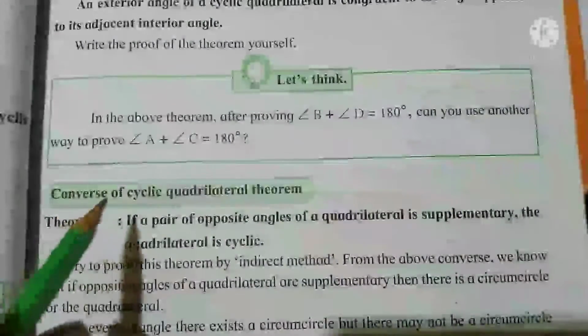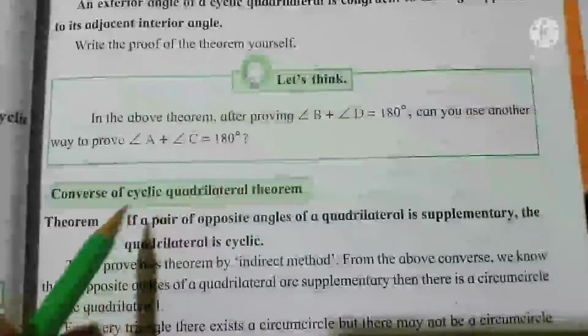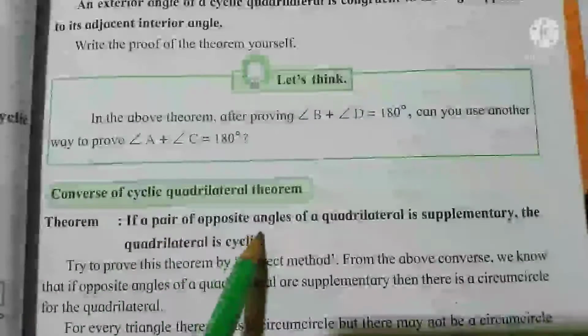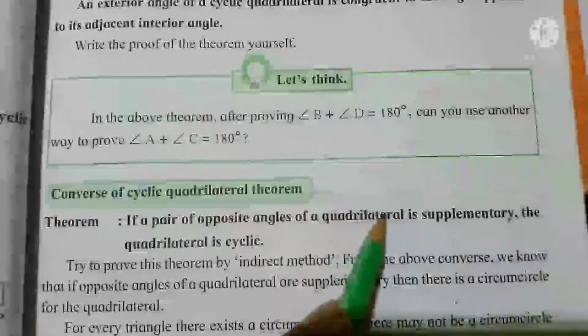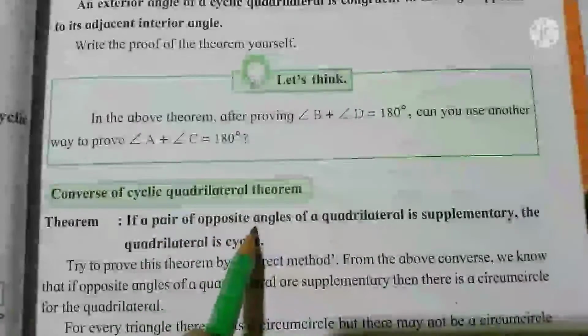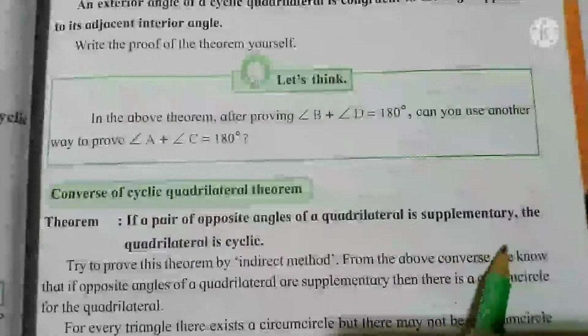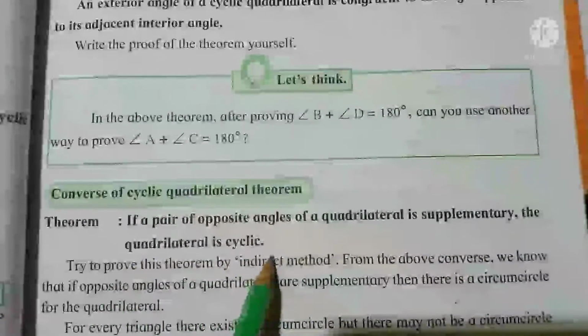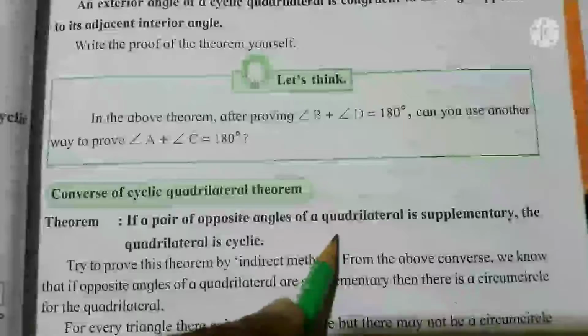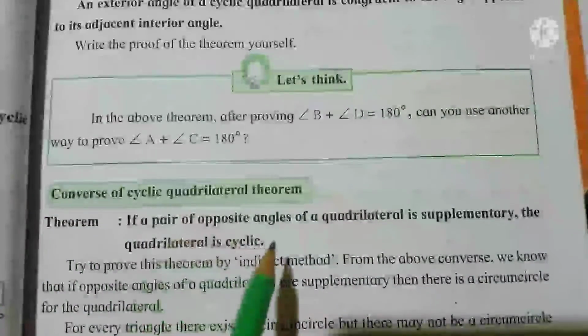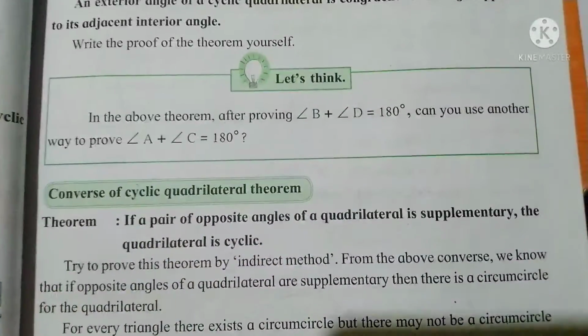Converse of the cyclic quadrilateral theorem: if a pair of opposite angles of a quadrilateral is supplementary, then the quadrilateral is cyclic. If one pair is supplementary, then the quadrilateral is a cyclic quadrilateral.